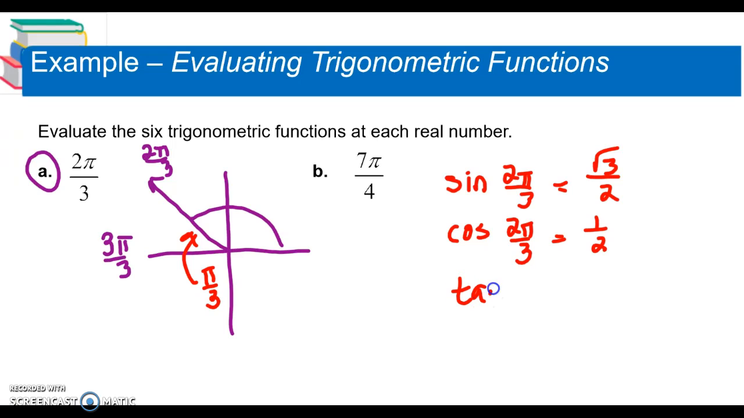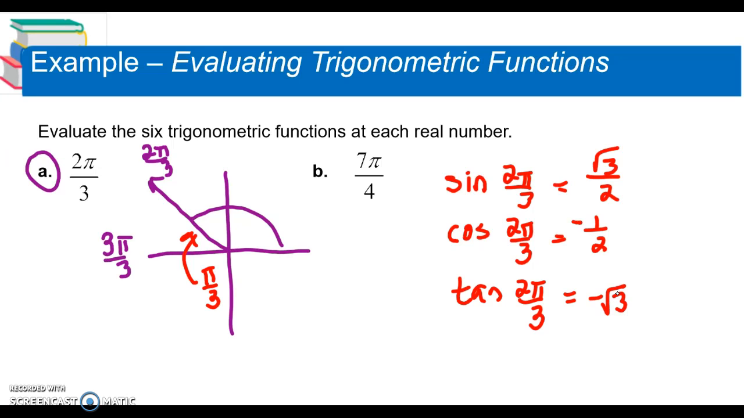And then tangent of 2 pi over 3, and let me jump back because I almost did what I see students do all the time. I am in the second quadrant, and so cosine, the x value, is negative. So then for tangent, if I do sine over cosine or y over x, I would get negative rad 3.